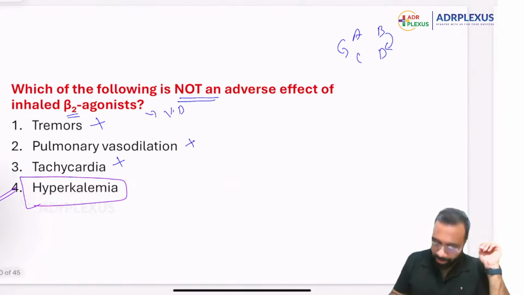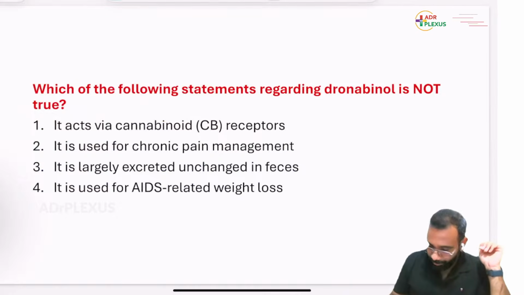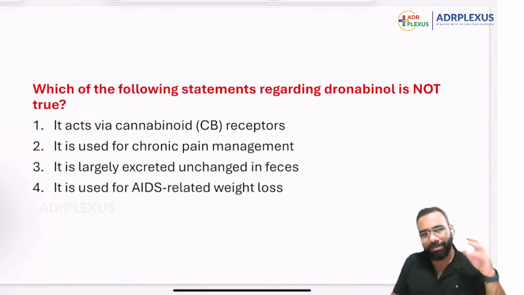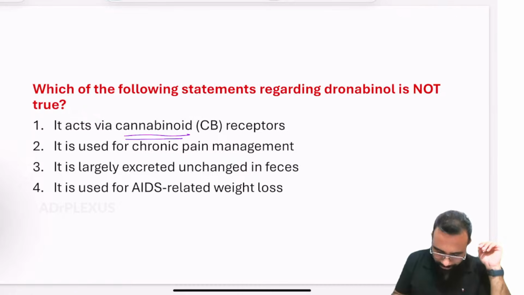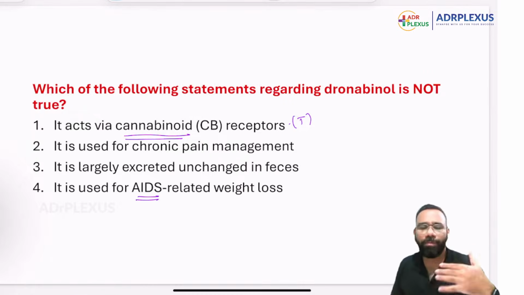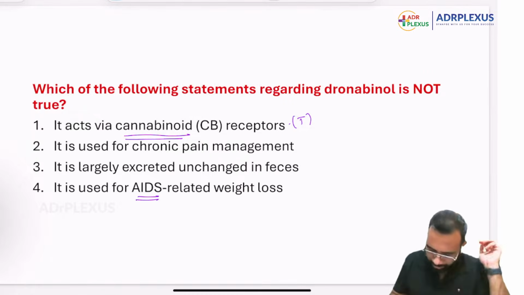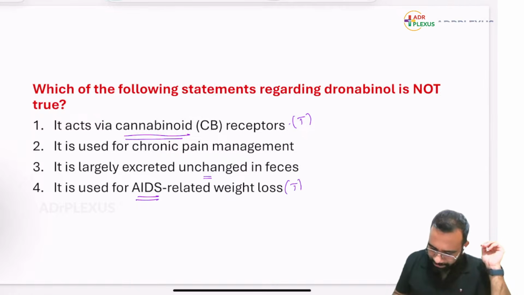All right, now come to the next one. Which of the following statements regarding dronabinol is not true? Again, this is a bit of a tougher question. Dronabinol is a cannabinoid receptor agonist. This is a true statement. It is used for AIDS-related weight loss. Yes, it is going to promote appetite so that the patient can eat. This is also a true statement. It is largely excreted unchanged in the feces.